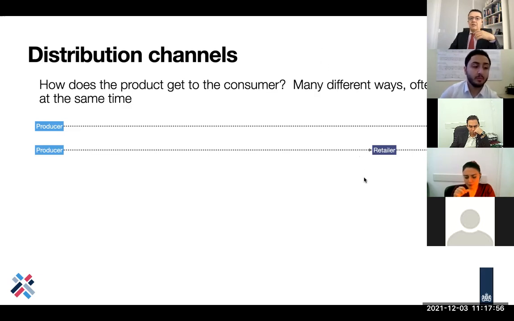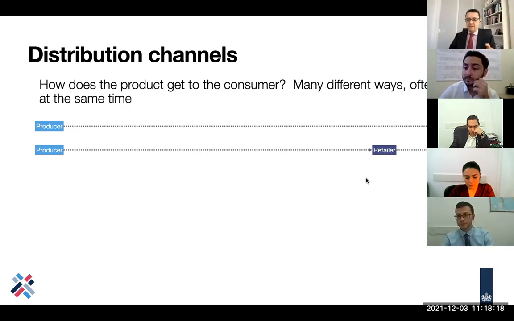Then there are some products that will need to go from a producer to a retailer to the consumer. This is, for example, what tends to happen in markets where it's not the farmer that's selling, it's somebody that owns the stall in the market that buys from farmers and then sells their stuff, right?